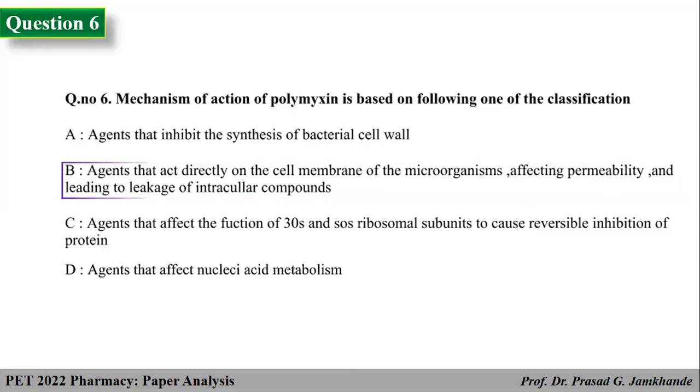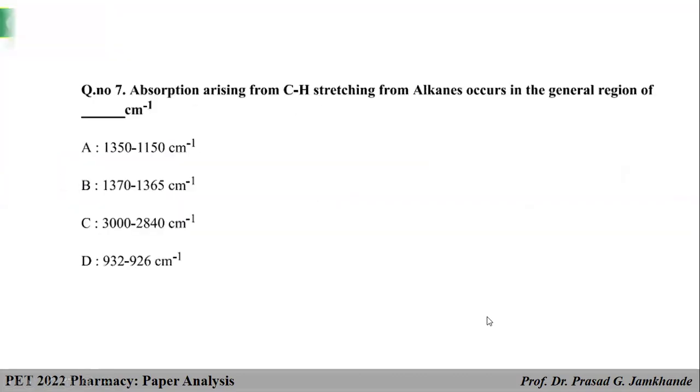Whereas the A statement represents an agent that inhibits the synthesis of the bacterial cell wall. It is correct, but it is incomplete. An agent that affects the functions of 30S and 50S ribosomal subunits to cause reversible inhibition of protein synthesis is the wrong mechanism. It is an agent that affects nucleic acid metabolism. It is also wrong. Polymyxin particularly affects the cell membrane.